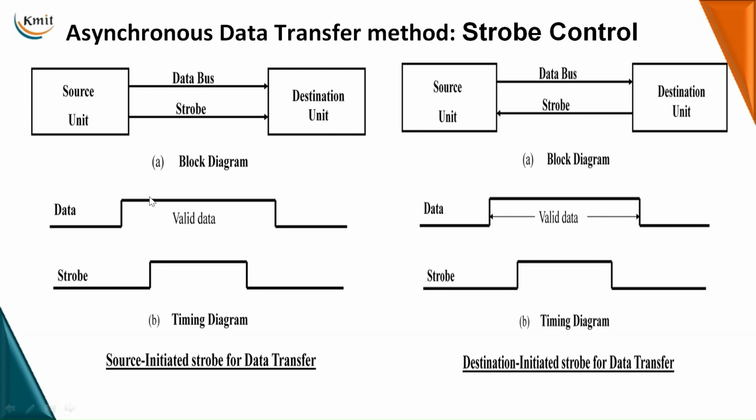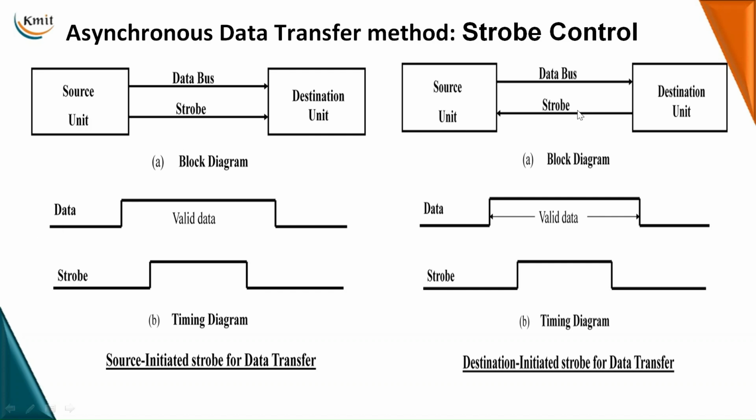Here the strobe is a single line that informs the destination unit when a valid data word is available on the data bus. The information on the data bus and the strobe signal remain in the active state in order to allow the destination unit to receive the data. So this is how data is transmitted from source to destination using a source initiated strobe mechanism. If you see the timing diagram, the source will first send a strobe signal to the destination unit and place valid data onto the data bus.